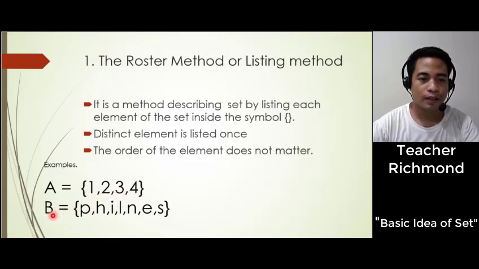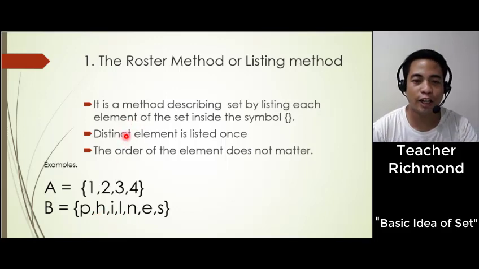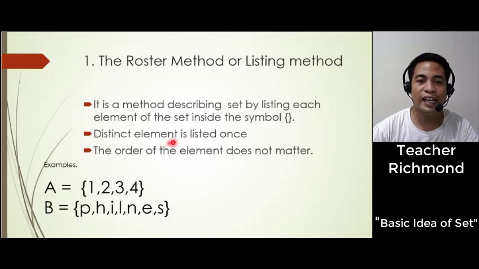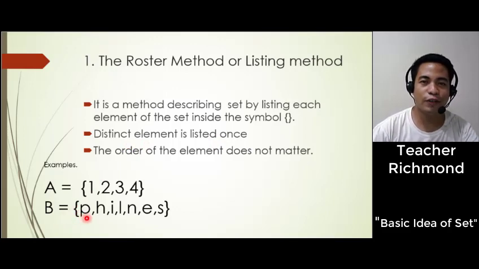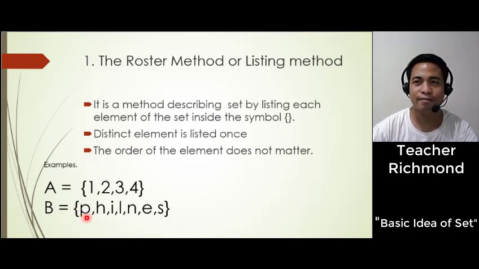Now, set B are the letters composing the word Philippines. The letters composing the word Philippines. Now, based on our definition, you are just going to list once every distinct element. So, for example, in the word Philippines, how many P's are there? We have 3 P's in the word Philippines.